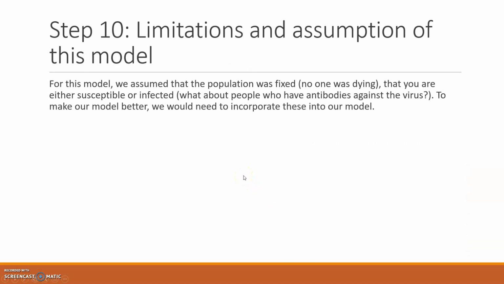And for this model, we are assuming that the population was fixed, that no one was dying, and that you're either susceptible or infected. You know, there's no third category for people who are immune. To make this model better, we just have to incorporate these things. And at the beginning, he did say that there's an SIR model that has the removed portion of it there. So technically there is a model like that, and we just have to include that. And that's it.